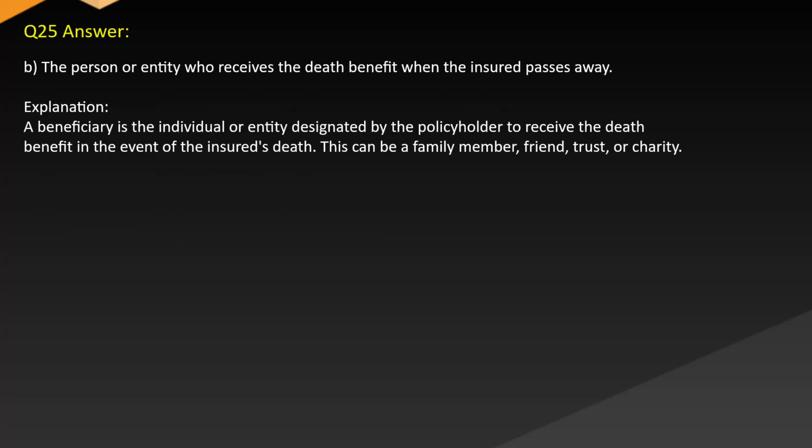Answer: B. The person or entity who receives the death benefit when the insured passes away. Explanation: a beneficiary is the individual or entity designated by the policyholder to receive the death benefit in the event of the insured's death. This can be a family member, friend, trust, or charity.